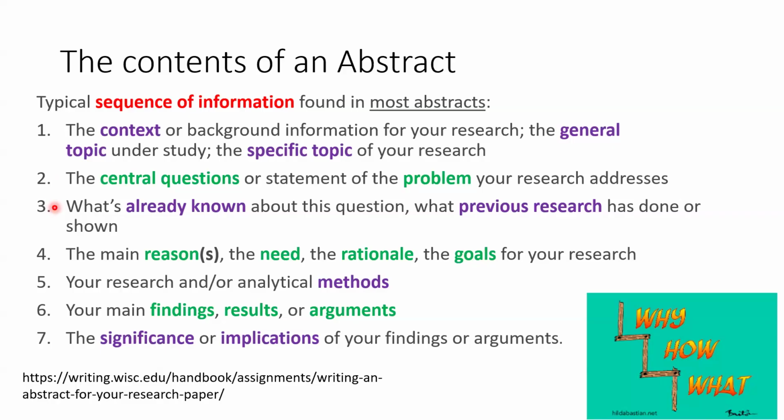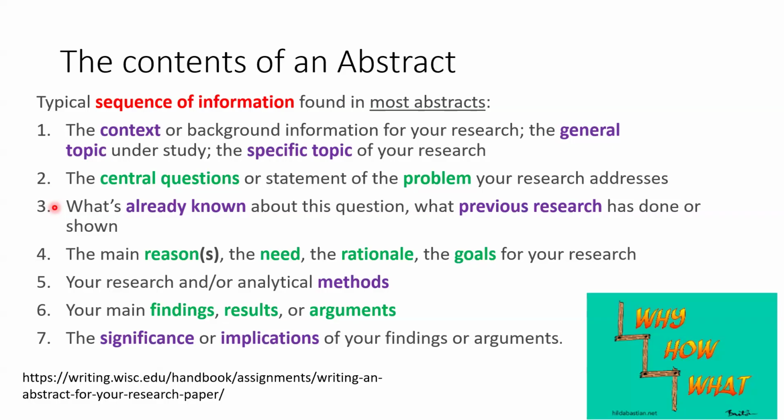And the third section of your abstract should focus on what's already known about the question, what previous research has done or shown, because you have to show a research gap without which no research can move forward, right? Briefly mention what others have done, but you cannot make any citations here. This third part sets the stage for your contribution to relate to the previous work.